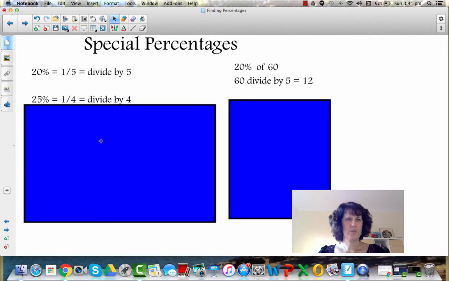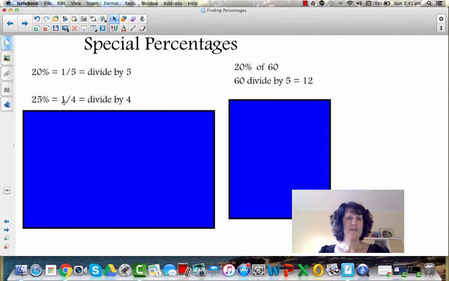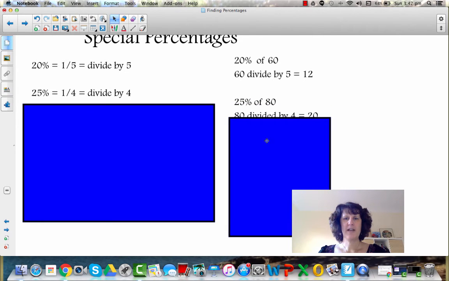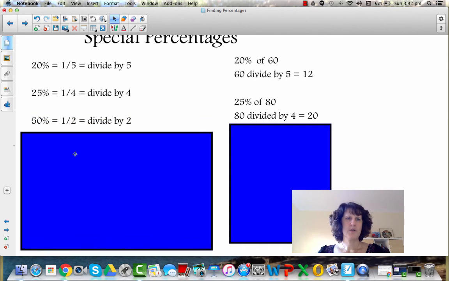Here's another special one. 25% is the same as a quarter. So therefore you can also divide by 4. Here's what it looks like. 25% of 80. 80 divided by 4 is 20. There's 2 more.